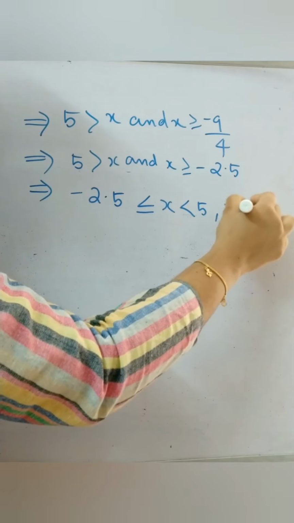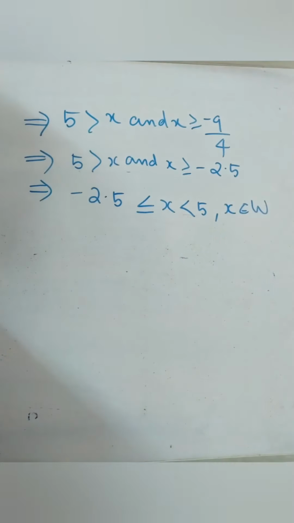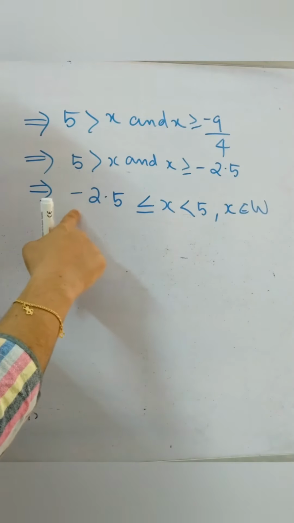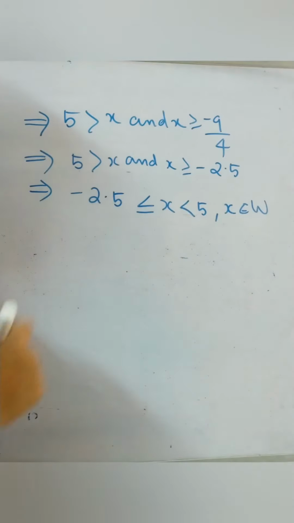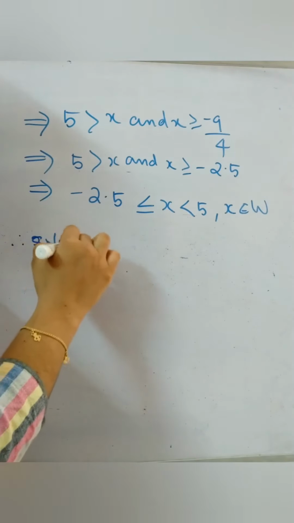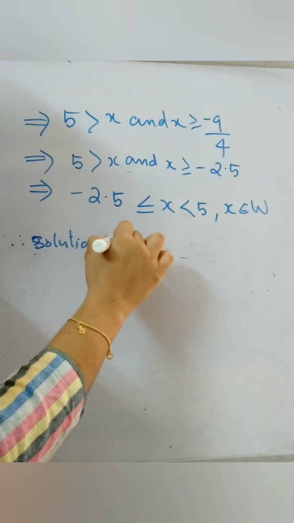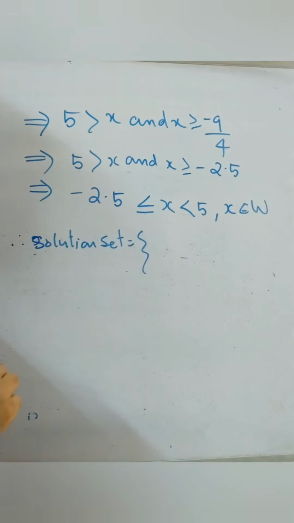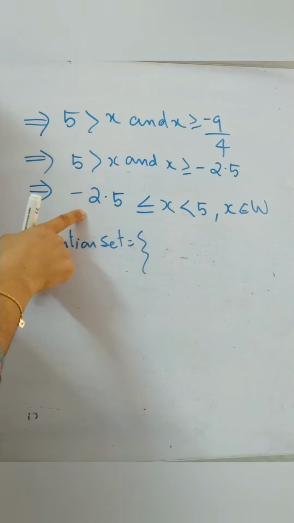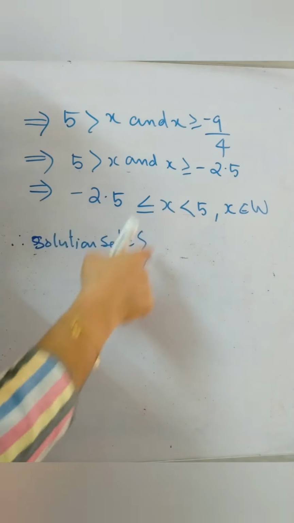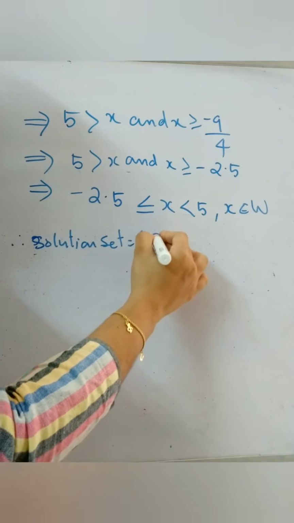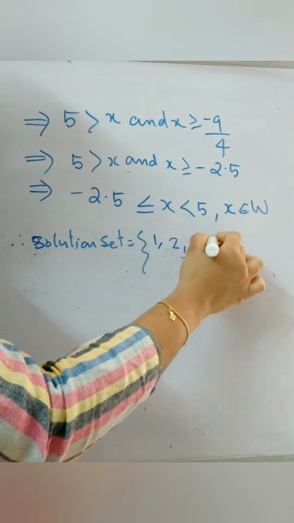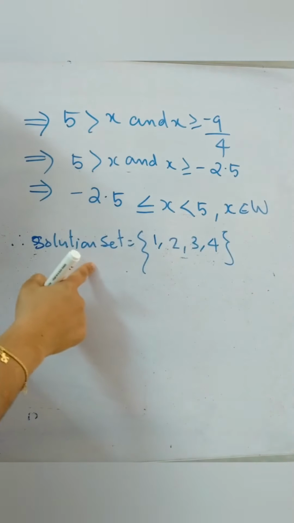And x should be an element of the set of all whole numbers. And which are the whole numbers which come in between negative 2.5 and 5? Yes. Therefore, the solution set is equal to the whole numbers which are greater than or equal to negative 2.5 and less than 5, that are 1, 2, 3 and 4. So this is the solution set of the given linear inequation.